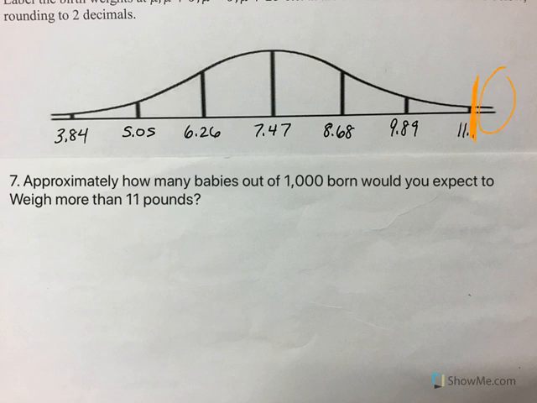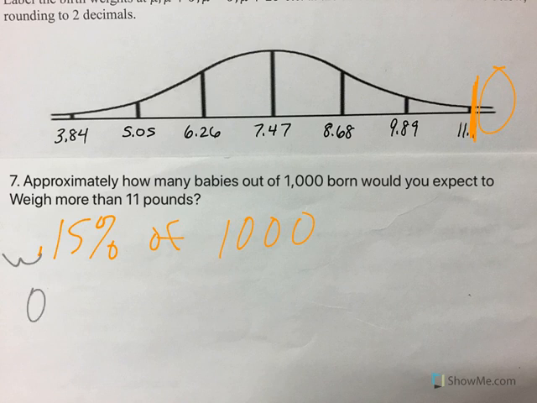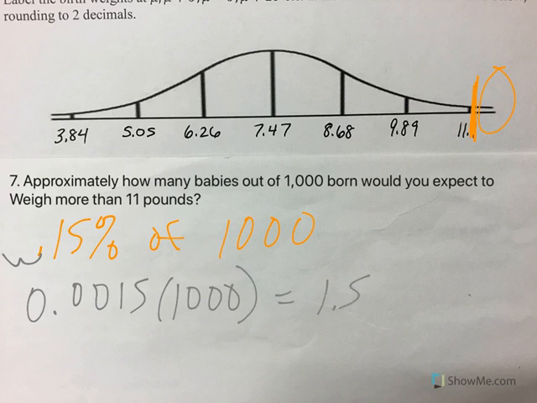How many babies out of 1,000 would we expect to weigh more than 11 pounds? Okay, here's 11. More than that is 0.15% of 1,000. Okay, so we change this to a decimal by dividing by 100 or moving it left 2 places. 0.0015 times 1,000 gives me 1.5. So I would say that's approximately 2 babies out of 1,000 we would expect to weigh more than 11 pounds. That's it.